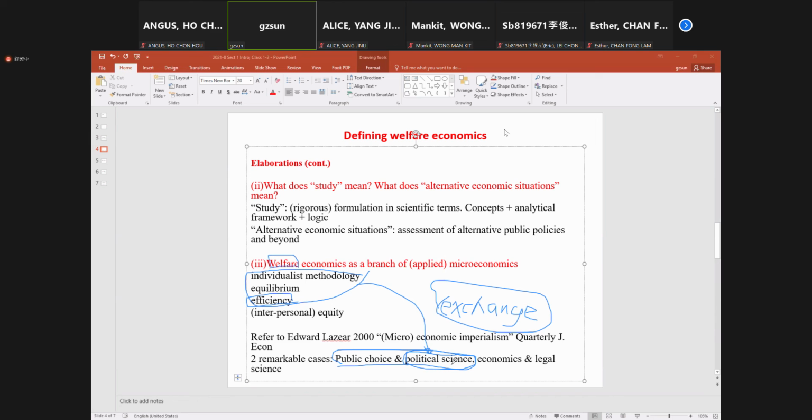And now this school of economics has already been very much influential. They changed the political life. Another is legal science, and probably we are running out of time. Next class, we will quickly finish up this point.